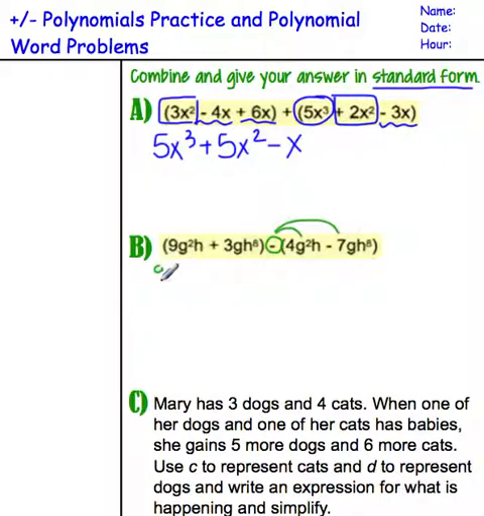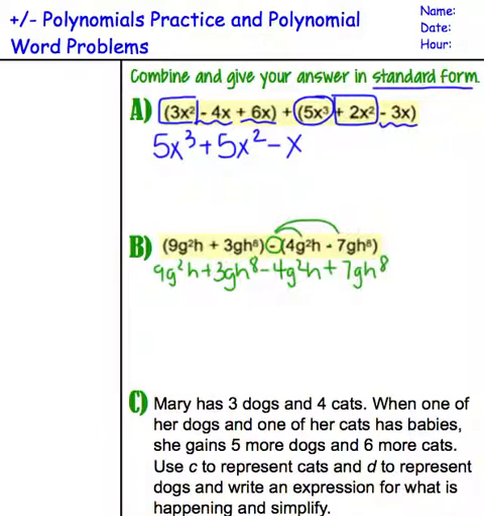So we have 9g squared h plus 3gh to the 8th. And then we have minus a positive 4g squared h, so minus 4g squared h. And then minus a negative 7gh to the 8th. Minus a negative is plus 7gh to the 8th. So then we can go ahead and start looking to combine our like terms.